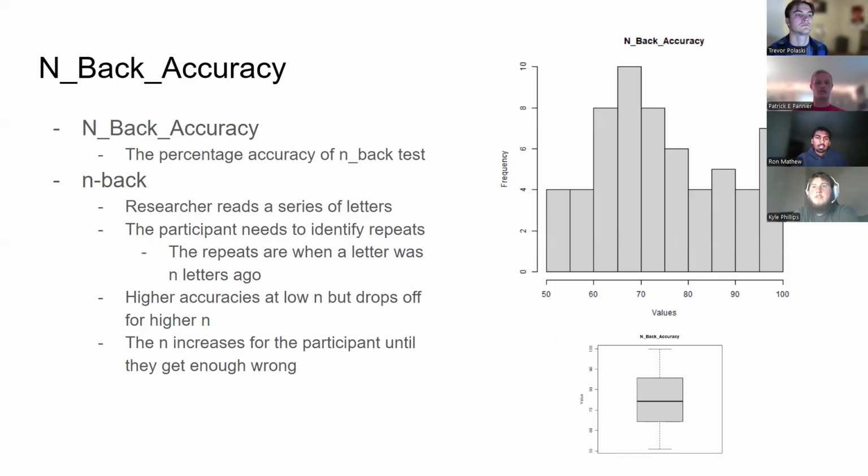For the N-back accuracy, this is a test that measures memory by having participants repeat letters. And from the histogram, it appears to have a fairly normal distribution, but some higher values at the higher ends. And the box plot appears to be fairly evenly distributed.